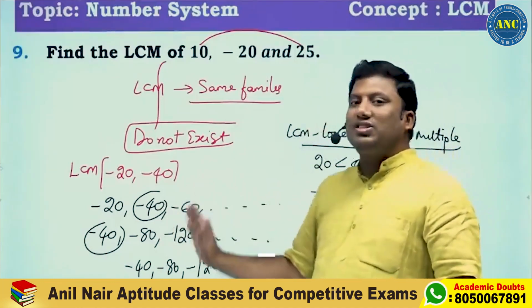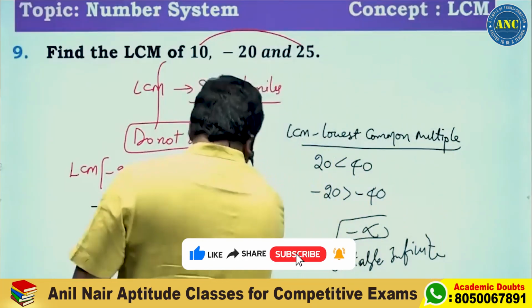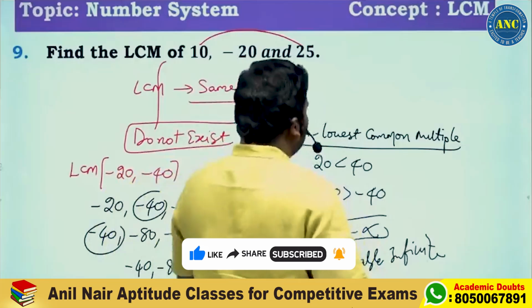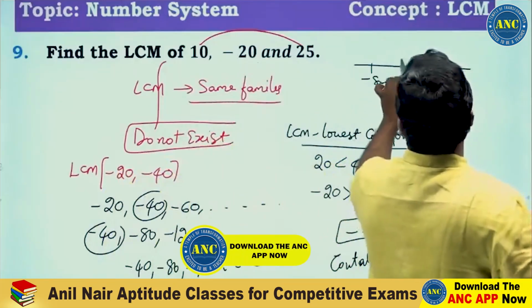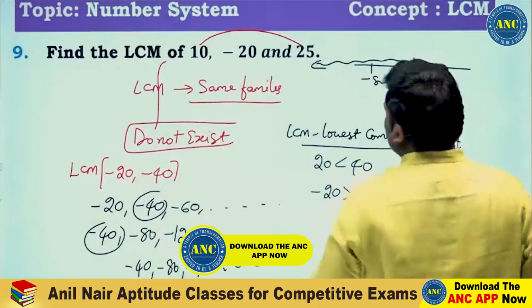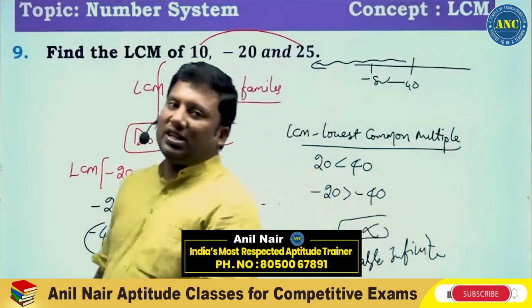You computed the greatest common multiple. I want LCM. So minus 40, minus 80, minus 120. On the number line, the smaller value is on the left side. We do not know that value, so we indicate it by minus infinite.